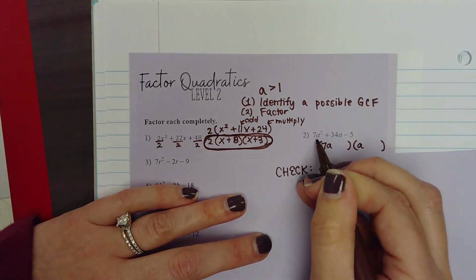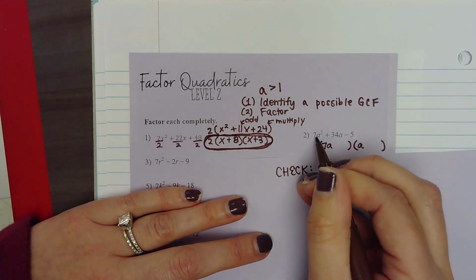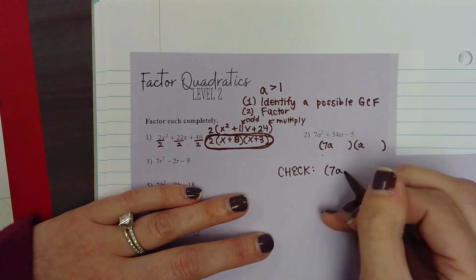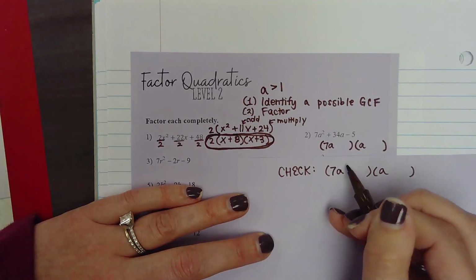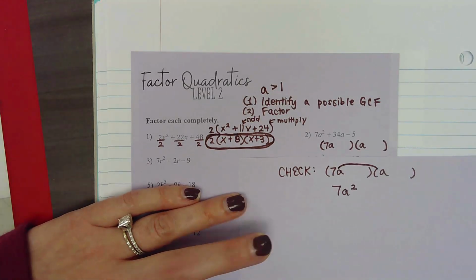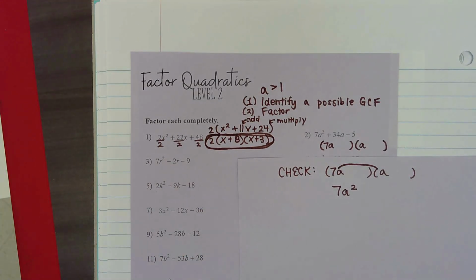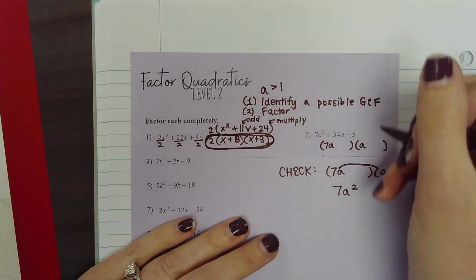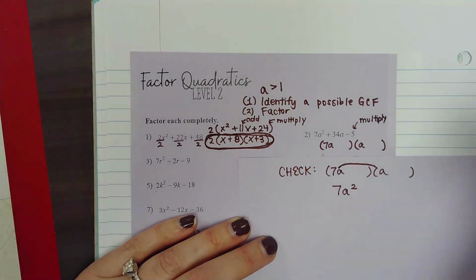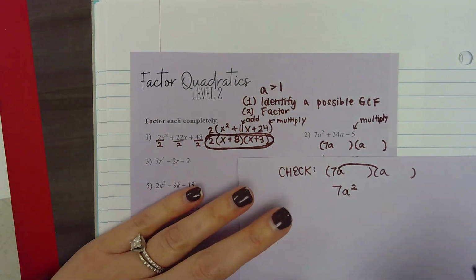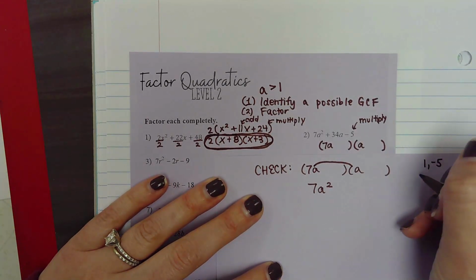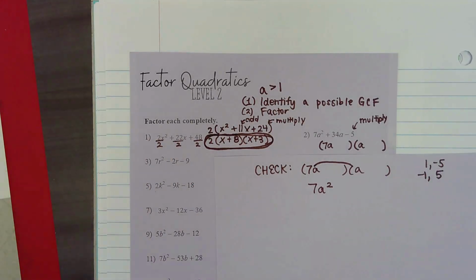So if this was 2a squared, I put 2a and a. 3a squared, 3a and a. But it's 7a squared, so that's 7a and a. And again, that's because when I double distribute, I'll get 7a squared. Now I just have to figure out what goes in the last 2 boxes, and I know for a fact they have to multiply to -5. So the numbers that multiply to -5 are 1 and -5, or -1 and +5.